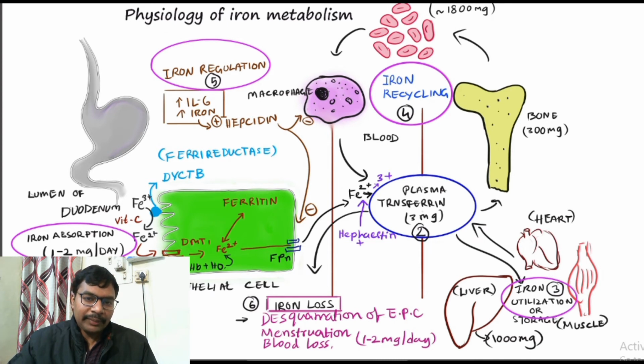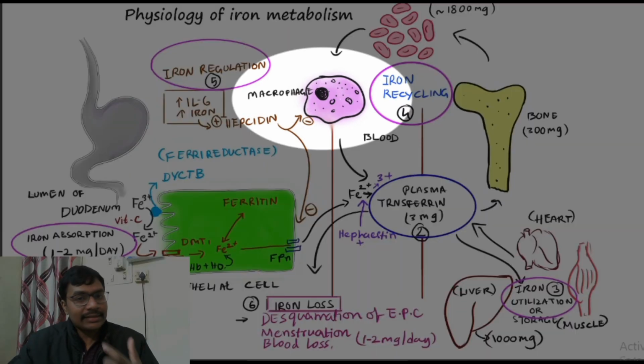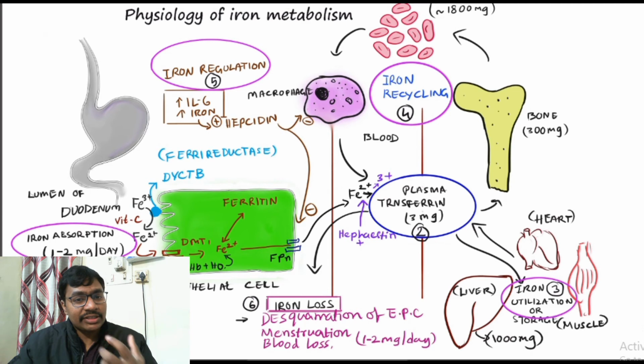And once the RBCs become old, approximately 120 days, the senile RBCs undergo the destruction process, and the iron is released from the hemoglobin with the help of heme oxygenase in the macrophage cells where RBCs get destroyed. Then the iron is again released into the plasma circulatory system, and again binds with the transferrin. The cycle goes on. This is called iron recycling.